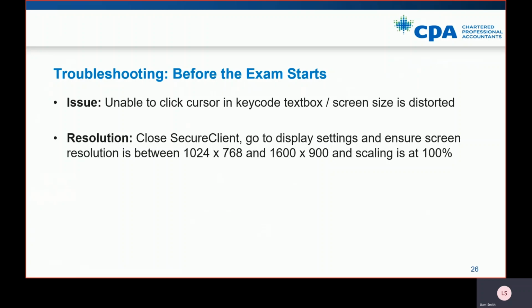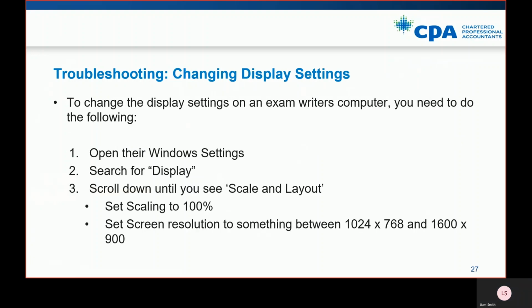If a student is unable to click the Enter Key Code text box on the Enter Key Code screen, or if the screen is distorted, close Secure Client and ensure that the exam writer has their screen resolution set to between 1024 times 768 and 1600 times 900, and that their screen scaling is set to 100%. You can do this by going to their display settings through the control panel. To change the display settings, you need to search Windows for Display, scroll down until you see Scale and Layout, and ensure that their screen resolution is within the requirements.